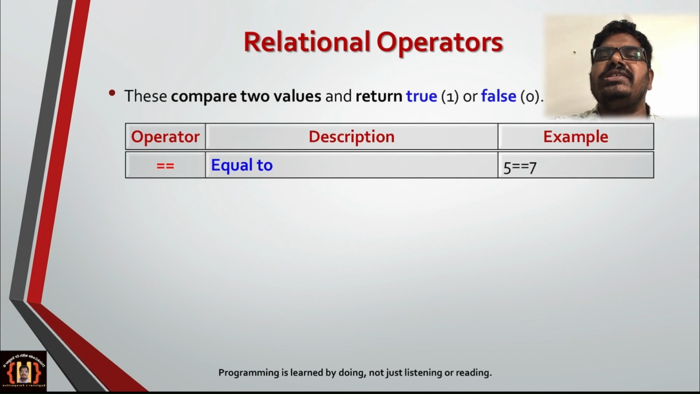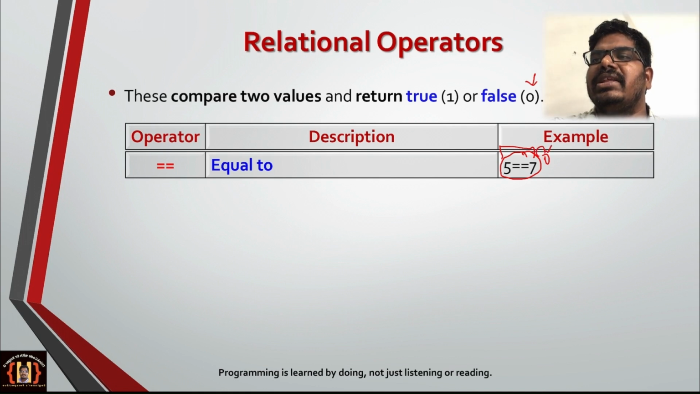The first one is the double equal operator. I'll explain in detail how they work. The double equal operator, we call it the equal to operator. As I said, they compare two values. So what is the comparison? 5 equal to 7. Is it true or false is the question. 5 equals 7, are they the same? That's the meaning of it. Are they the same? No. No means what truth value should be written? It will return 0. So in place of this expression, 0 will be replaced.